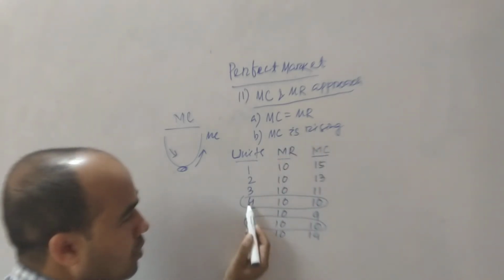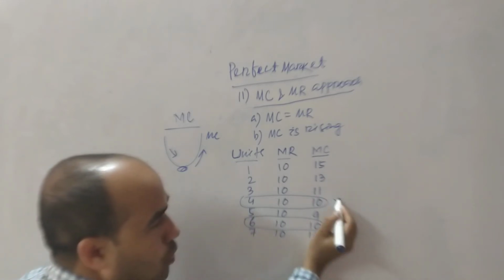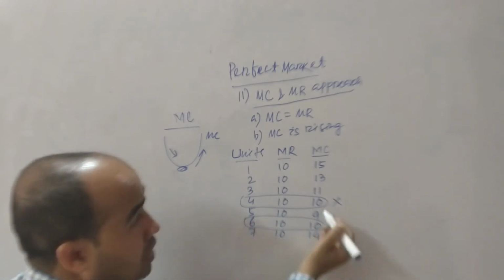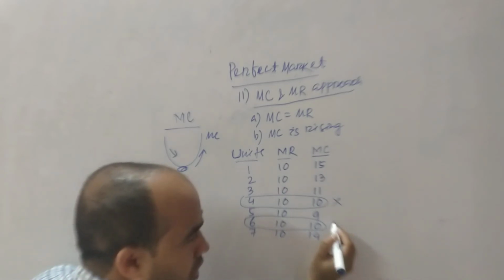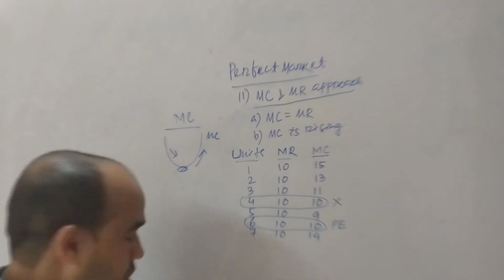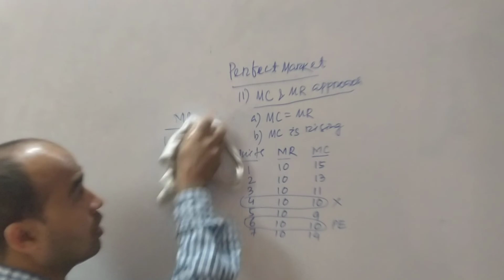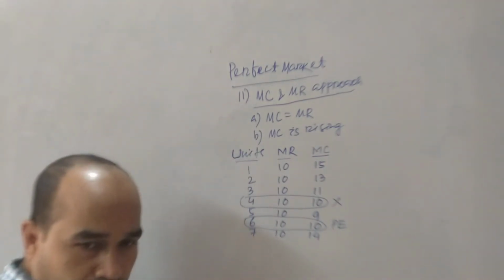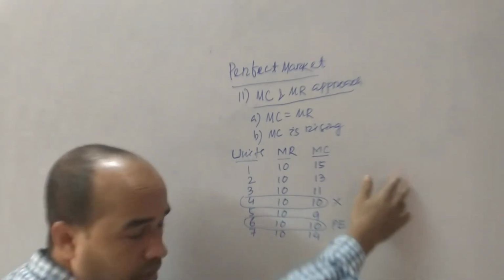You check after the fourth point: marginal cost is declining, so there is no producer's equilibrium. But at point 6, after this equality, marginal cost is rising, so the producer is in equilibrium at point 6. Any doubt? Sure? Okay, then proceed to the figure. Is the figure visible to you? Sure? Yes.